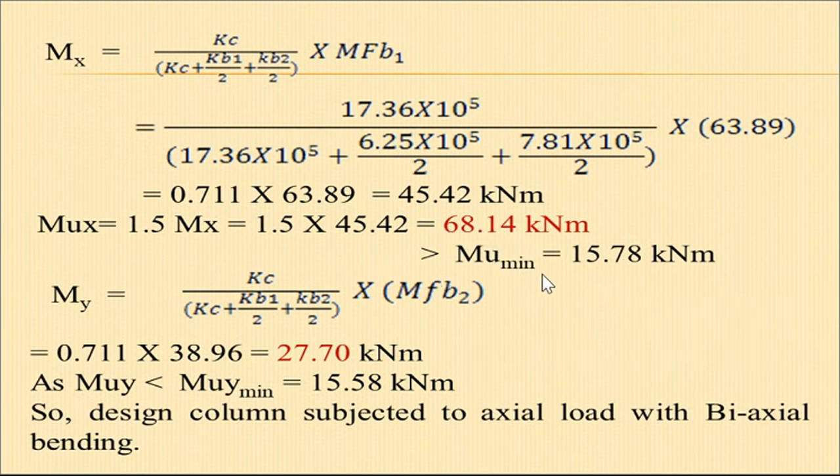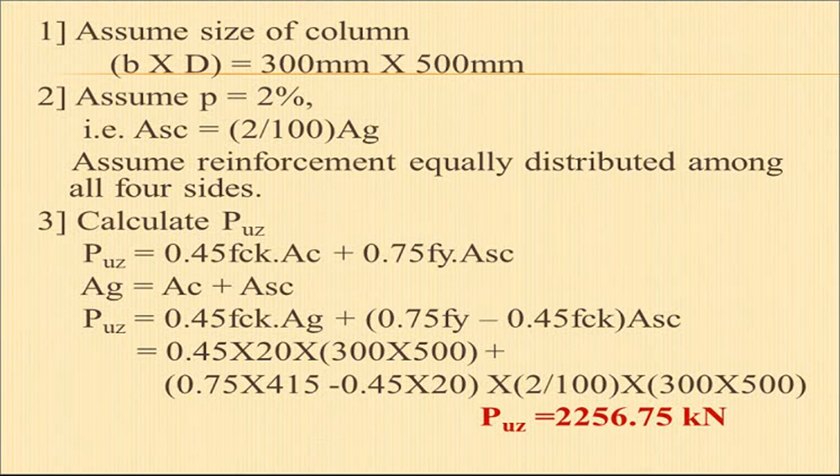Here Mux is greater than Mux minimum. It is 68.14 and Mux minimum using the minimum eccentricity is 15.78. We can take the maximum. That's why it is 68.14 along x direction and 27.70 along the y direction. So the column is designed as a biaxial column subjected to Mux and Muy.